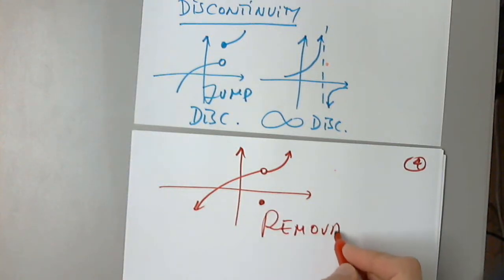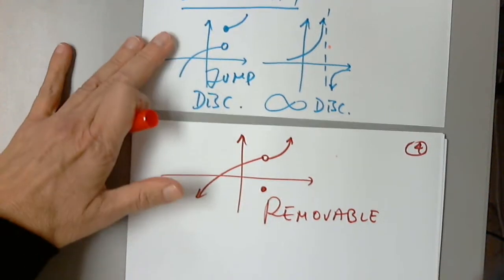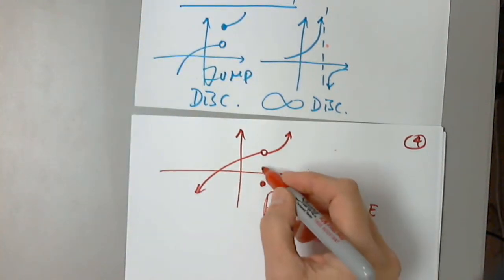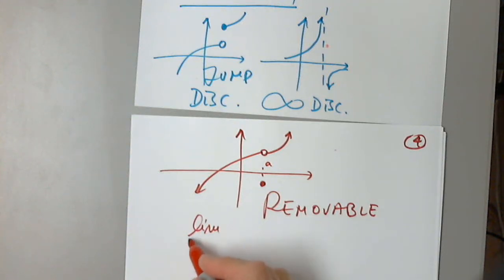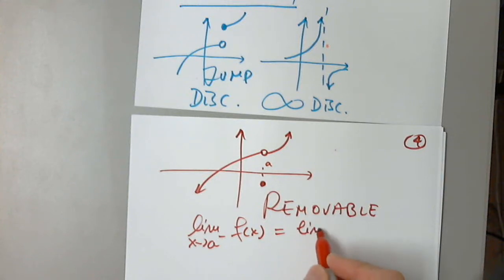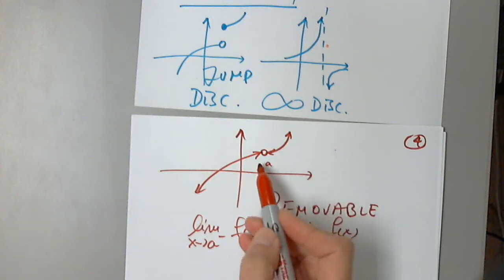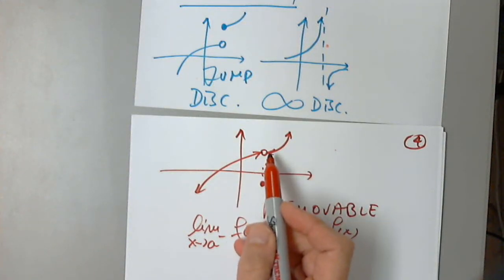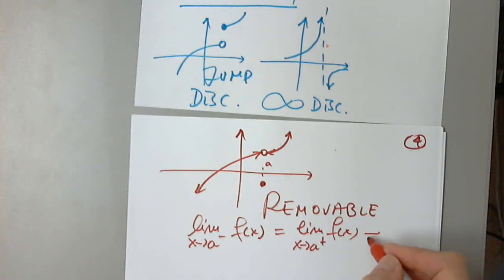Removable. Here's the condition for removable. Assuming that this is A, of course, the limit as x approaches A from the left of f of x equals the limit of f of x as x approaches A from the right. Do you agree? The limit from the left equals the limit from the right? But what happens here is it does not equal f of A. This is the condition for a removable discontinuity. The limits left and right are the same, but the function value does not equal the limits.